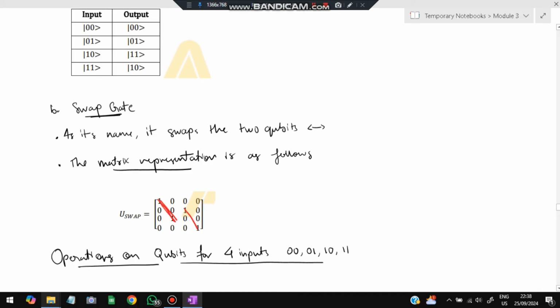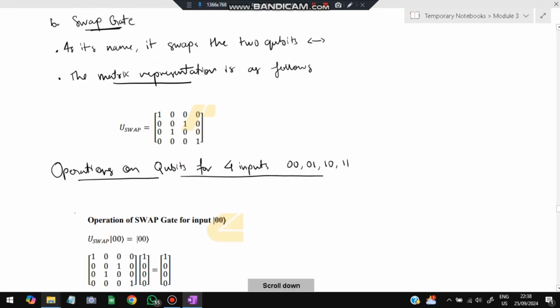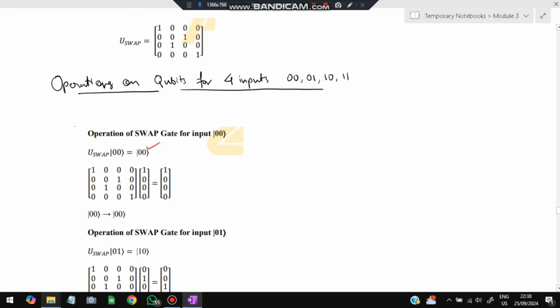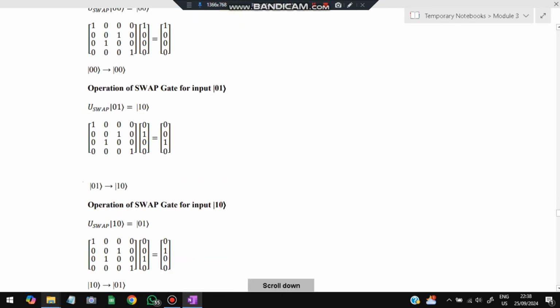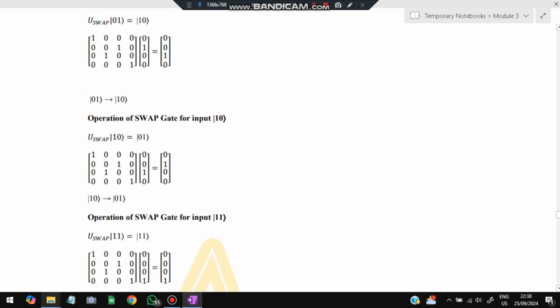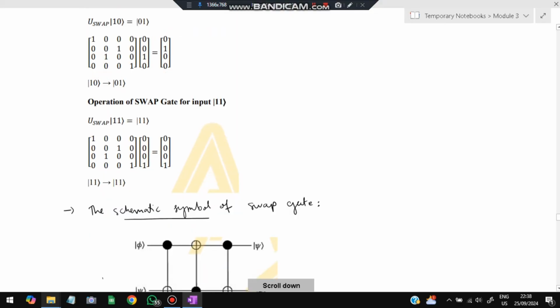Okay, not continuous, leaving one bit, 1 is here. And the operations will be very simple here. 0 0 swapping, again it will remain 0 0. 1 0 will become 0 1, and 0 1 will become 1 0, and 1 1 will stay 1 1 only.